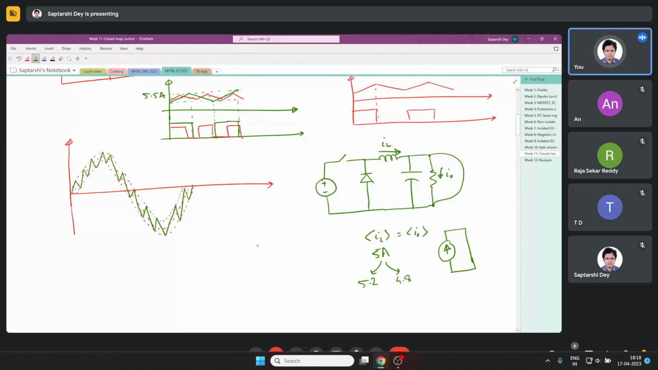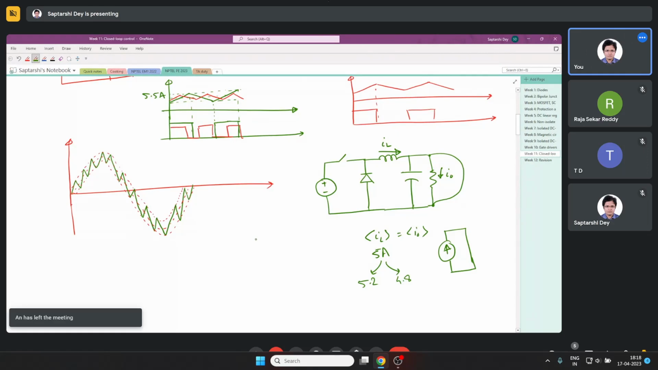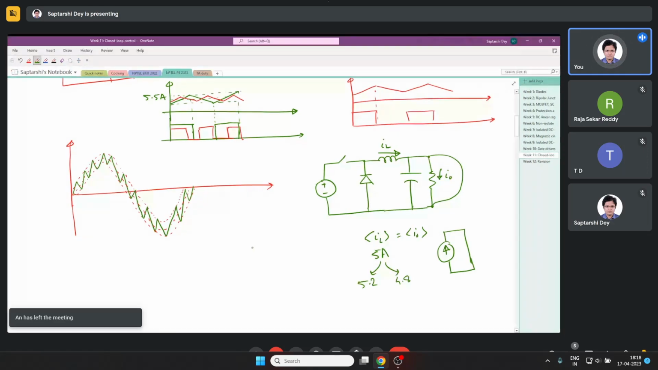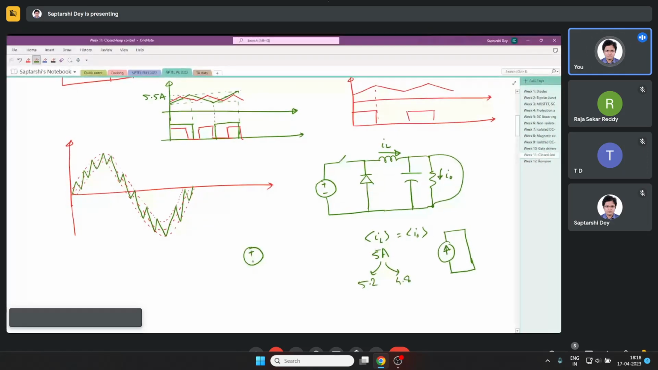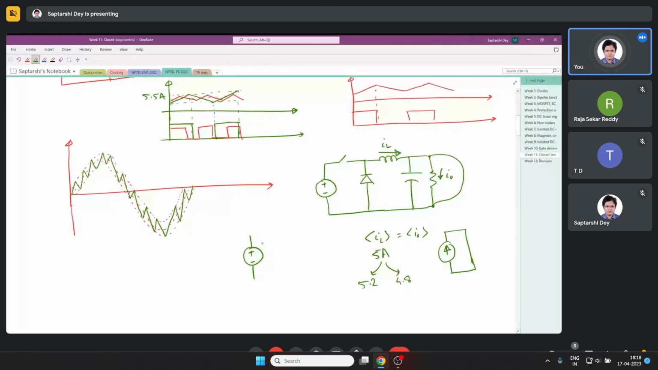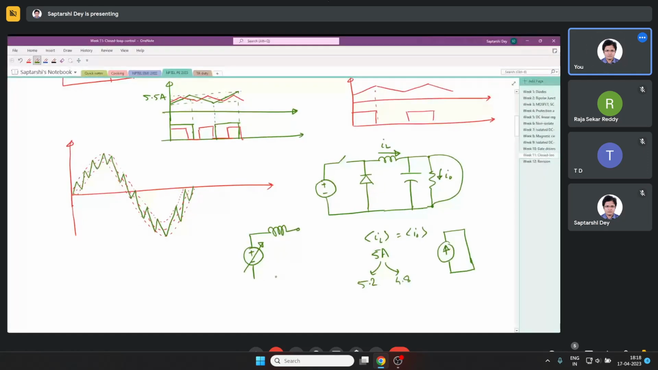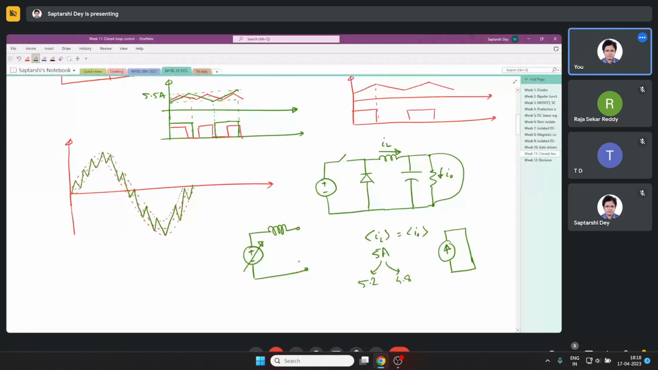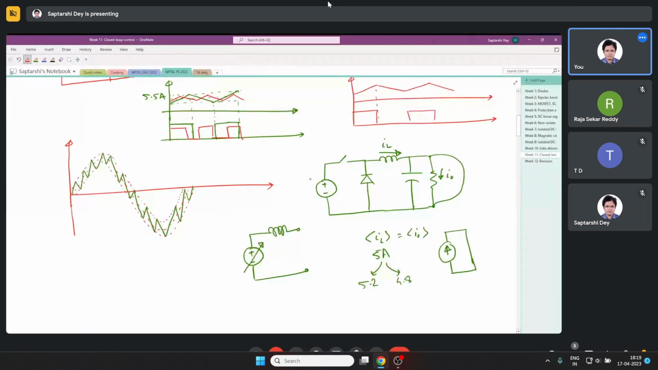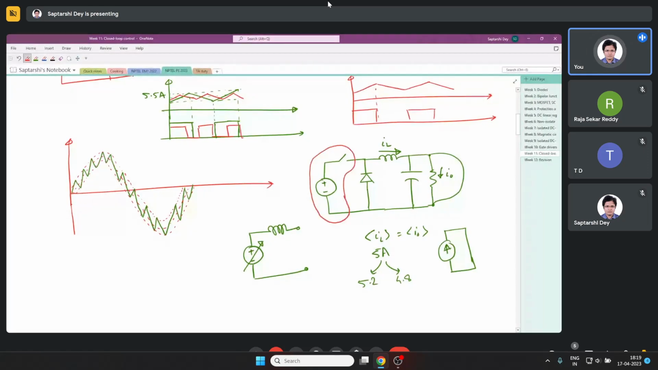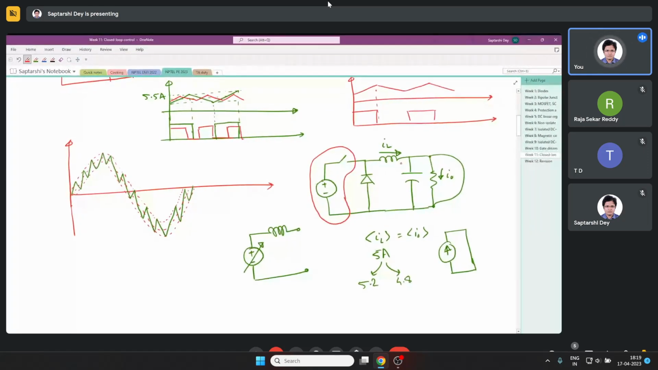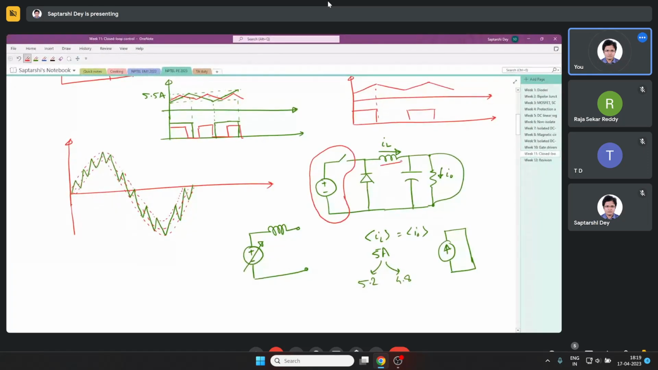Actually, what is a current source? Current sources do not occur naturally. A current source is nothing but a variable DC voltage source in series with an inductor. That is what we have here. See, this is a variable voltage source. A voltage source which is being chopped is a variable voltage source in series with an inductor that makes a current source. Okay.